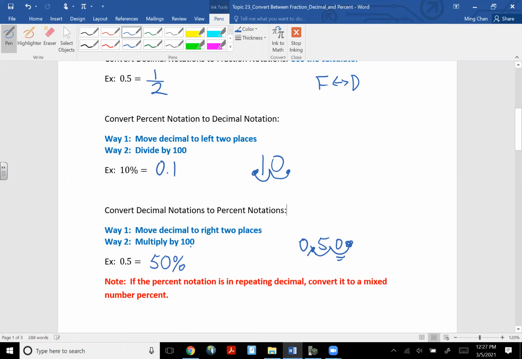So if you want percent, you times 100 or move the decimal to the right two places. If you don't want percent, then you will actually divide by 100. Okay.